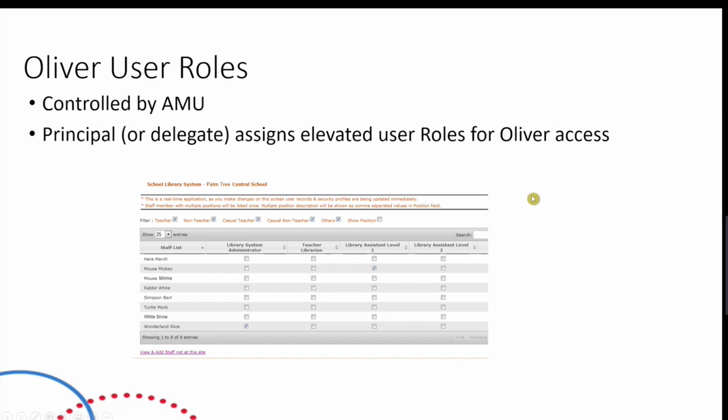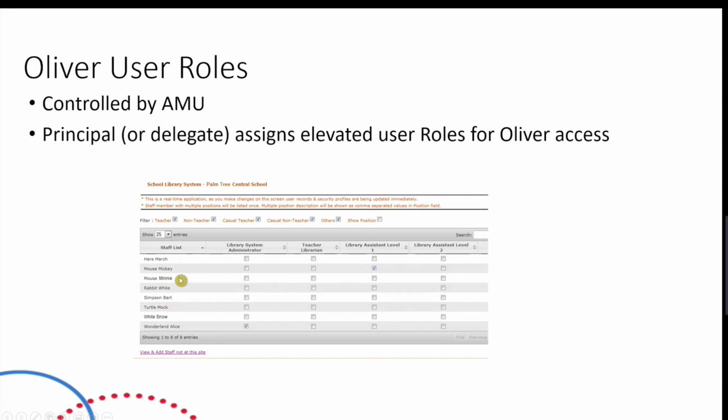The changing of the user role is done via AMU. This is outside of Oliver. Either the school principal or a delegate will have to assign those user roles for Oliver access using AMU. You can see on the screen an example of what the AMU screen looks like, and it lists staff names on the left-hand side and what their role would be. You simply tick which role they are.